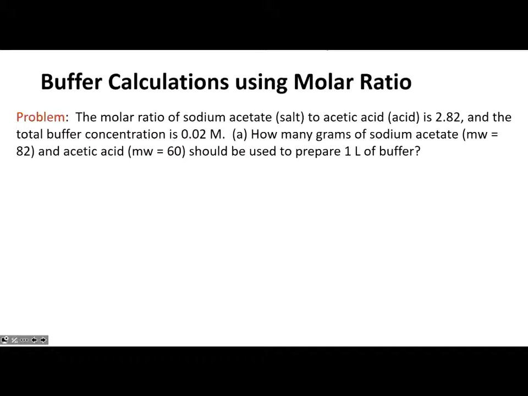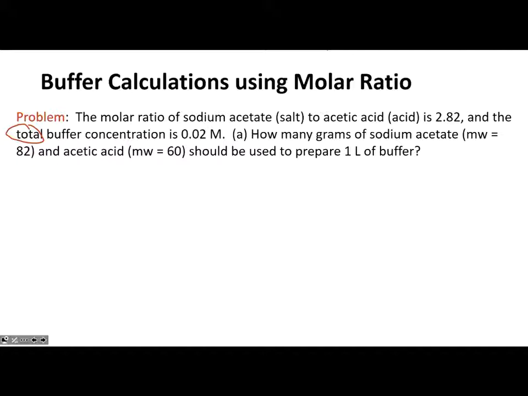Knowing that, and knowing that we're going to want to make a buffer solution with a total, so circle the word total there, it's kind of important, a total concentration of 0.02 molar. How many grams of the sodium acetate and how many grams of the acetic acid would you need to prepare a liter? That's why we needed to know that. You're going to see that here in a second, because I know what the total is.